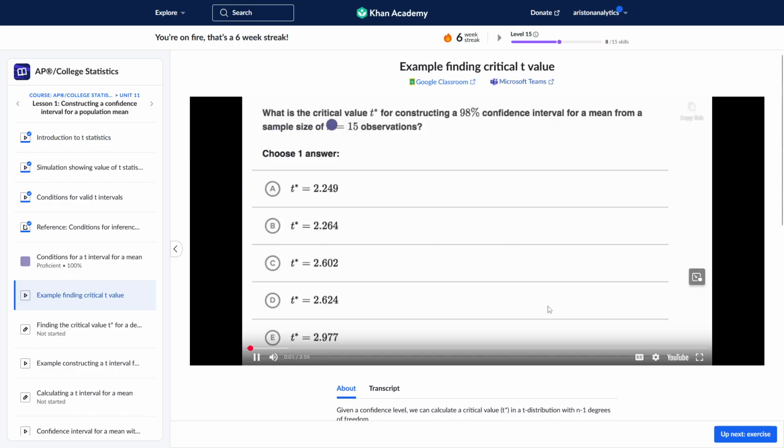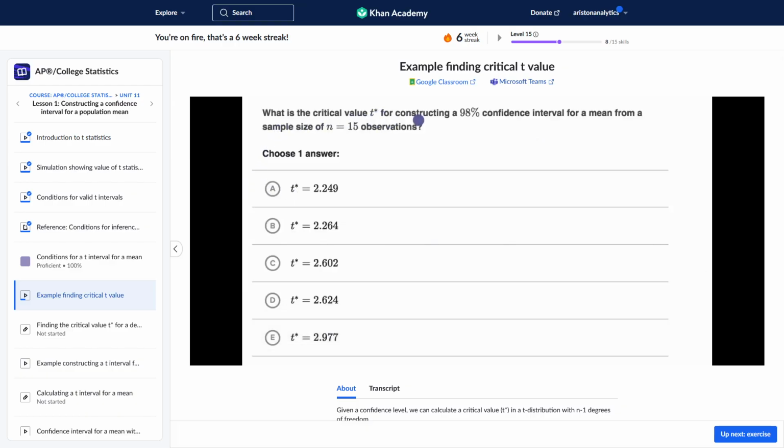We are asked, what is the critical value t star for constructing a 98% confidence interval for a mean from a sample size of n equals 15 observations? Just as a reminder of what's going on here, you have some population. There's a parameter here, let's say it's the population mean. We do not know what this is, so we take a sample of 15. And from that sample, we can calculate a sample mean. But we also want to construct a 98% confidence interval about that sample mean.